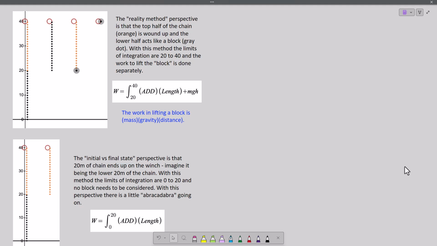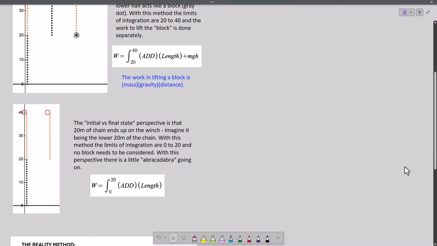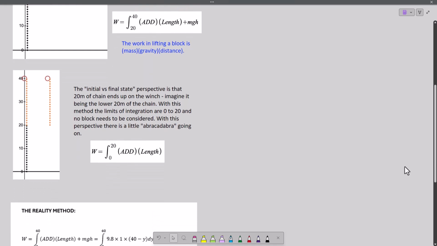Okay, so a number of years ago I had a physics student who said, well, why can't I just integrate from 0 to 20 and get the same exact answer? I was like, I don't know, I'm a math teacher, I do it based on the reality. And this is the reality, that you're winding up from 20 to 40 and then you're adding this bottom section as a block. Well, then I started doing problems and investigating, and talked to a friend of mine who's got a degree in physics.